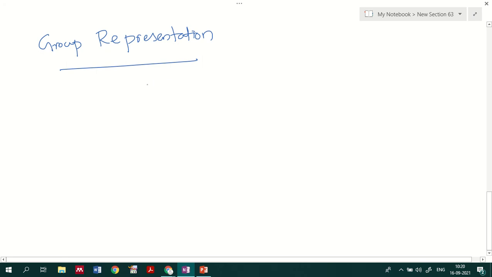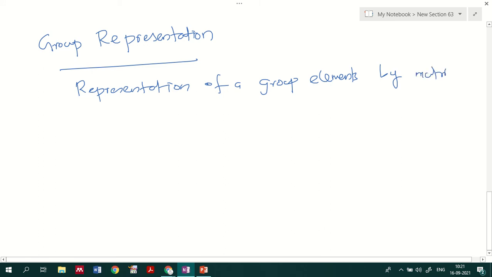So in the group representation case, it is a representation of a group elements by a matrix. Okay, so it is a powerful technique in order to represent group elements by a matrix representation.